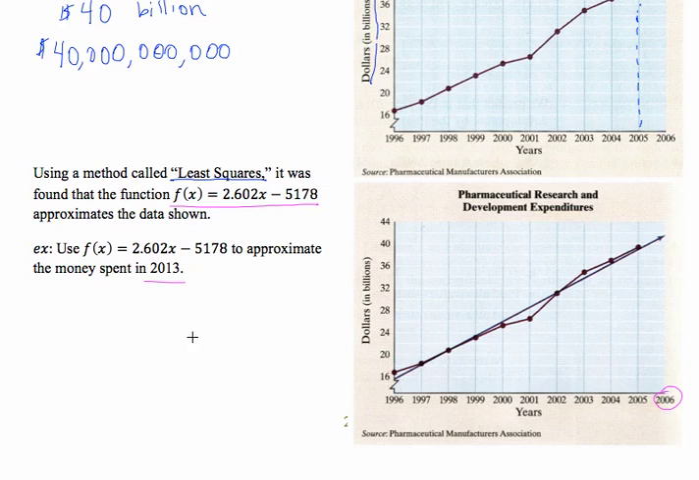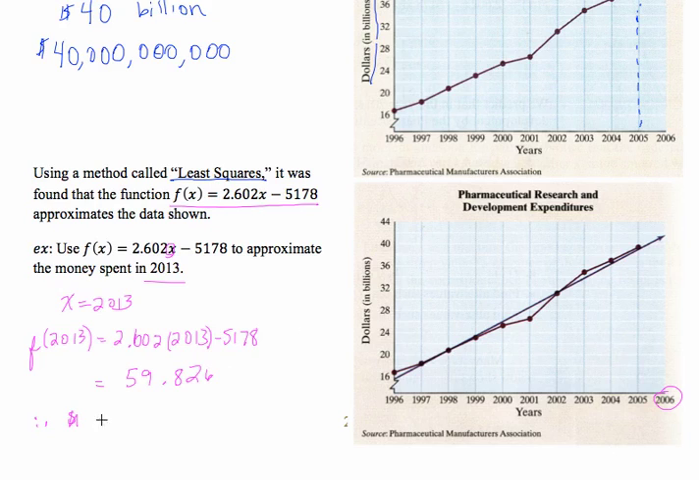So what is the x value in 2013? Well, years is our x-axis, so x would equal 2013. That's what we're looking at. What is y, or what is the money spent? So what is the y in 2013? Well, that would be f of 2013, which is 2.602 times 2013 minus 5178. Grab your calculator and see what you get for that. And it looks like I get 59.826.